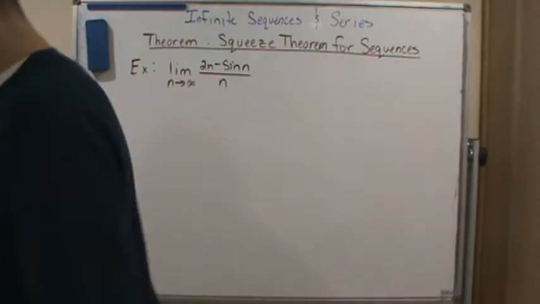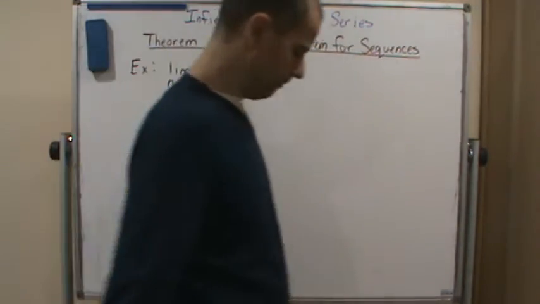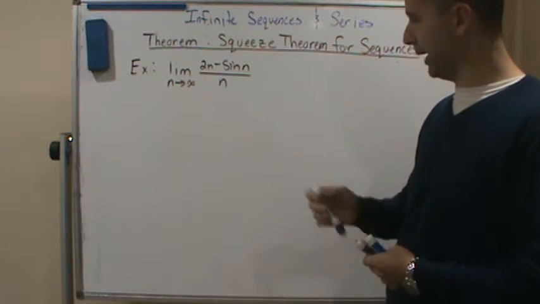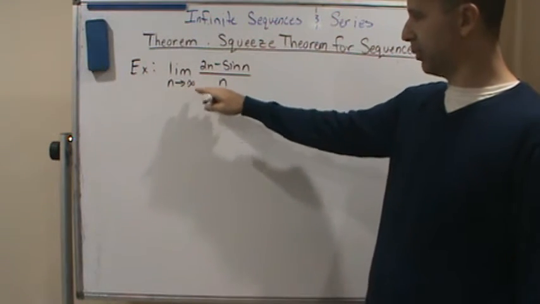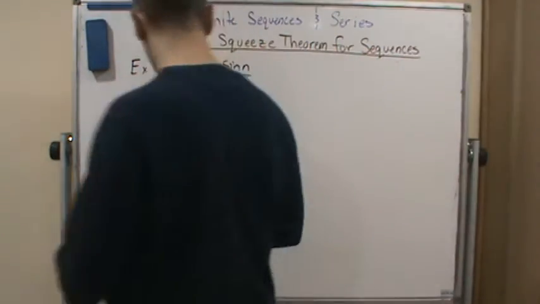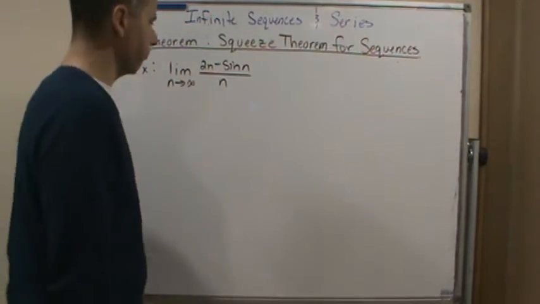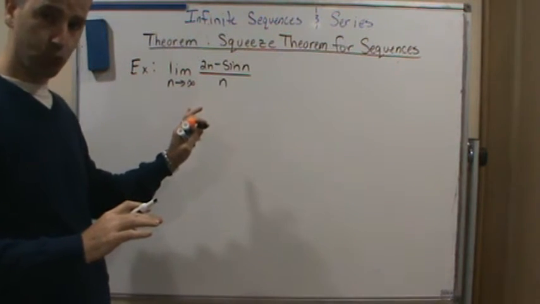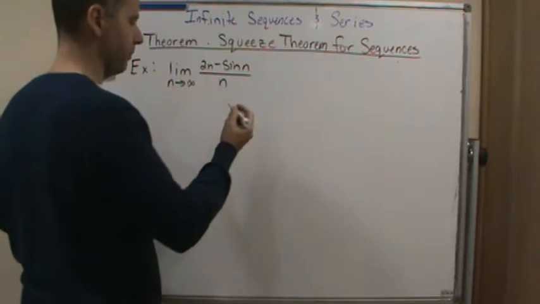Okay, welcome back. And so now we're going to do another example. In this example we want to take a limit as n approaches infinity of this thing. Okay, so we're going to simplify this a little bit and then use the limit laws.